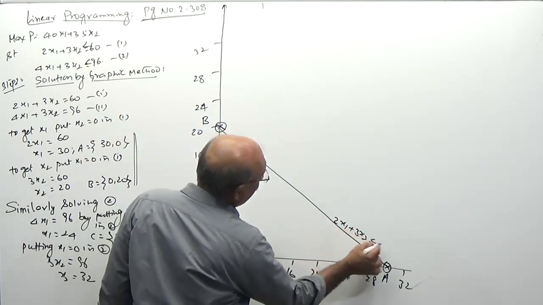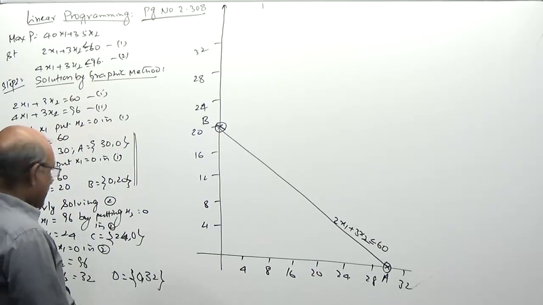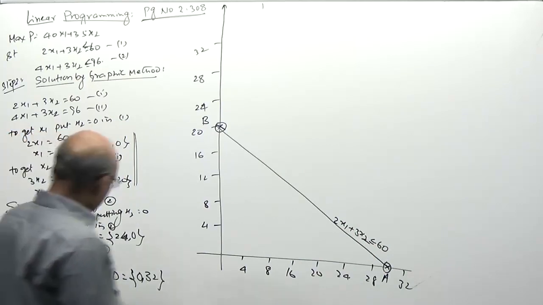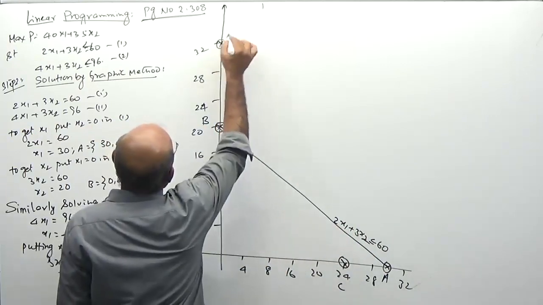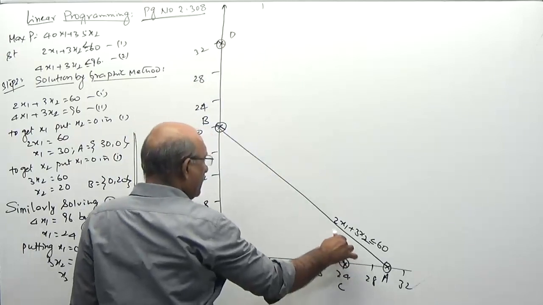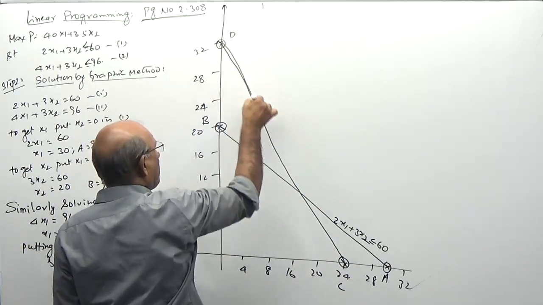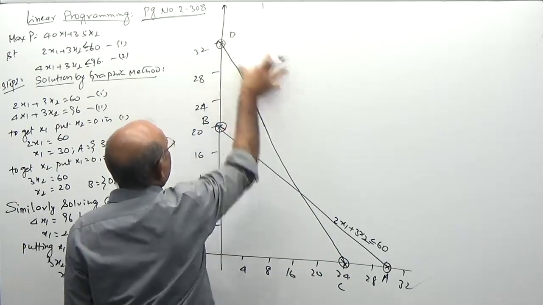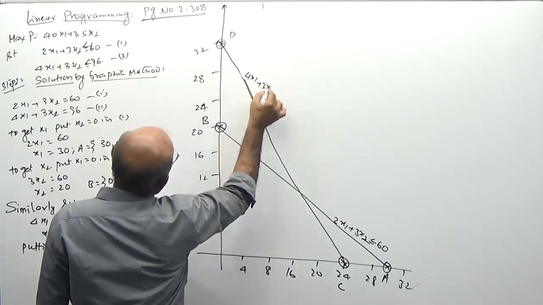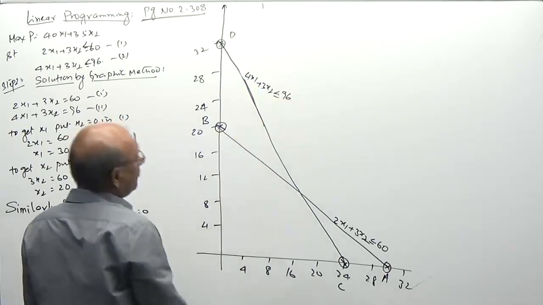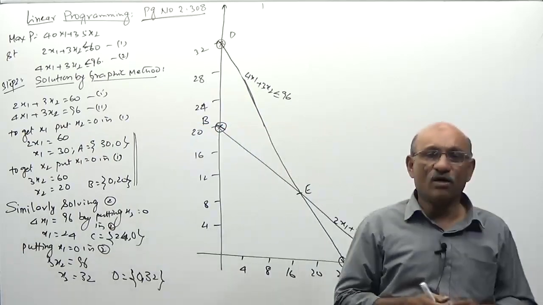This is 2x1 plus 3x2 less than or equal to 60. This is the line. Next, 24 and 32. 24 is C, 32 is D. Draw one more line. This is 4x1 plus 3x2 less than or equal to 96. This is the point of intersection.